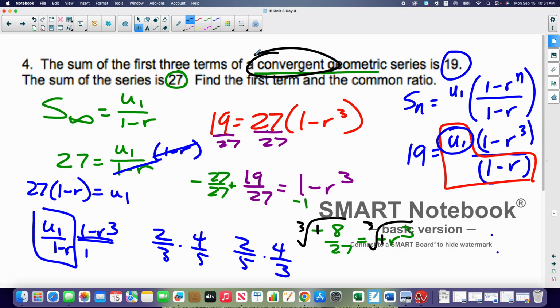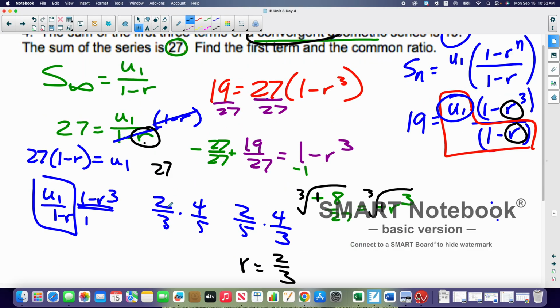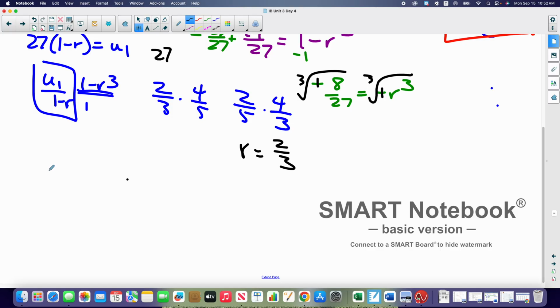Now, I need to take the r and plug it back in. I'm going to take the r and plug it back into here, or I can plug it back in over here. I think I'm going here. It just looks easier. So if I were to do that, I'm going to put it at the bottom just so I have a little bit more room. So 27 equals u1 over 1 minus 2/3. What's 1 minus 2/3? 1/3.